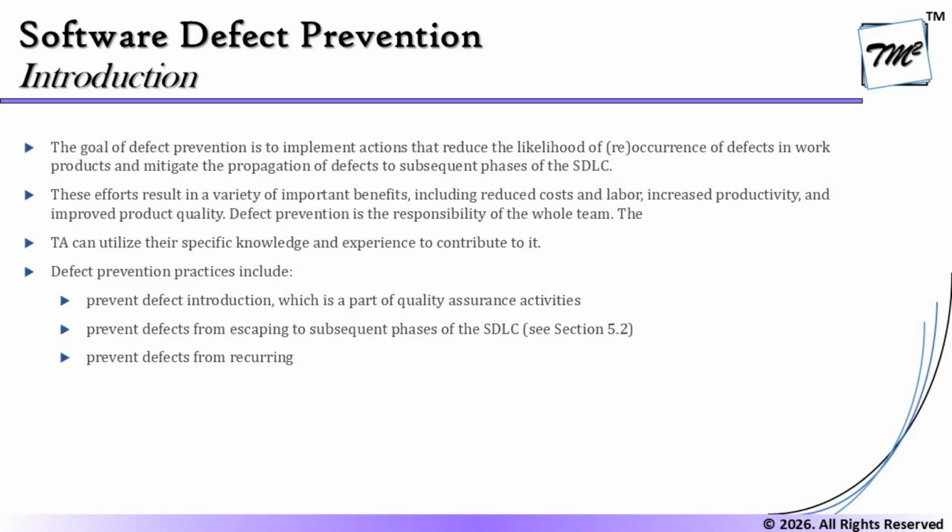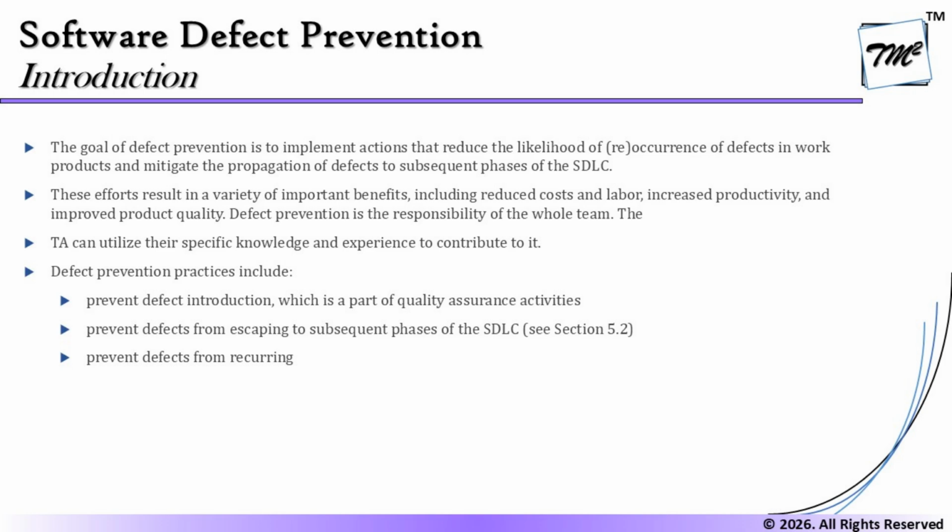And the very first thing we are talking about is a quick introduction to what this context is all about. First of all, the goal of defect prevention is to implement actions that reduce the likelihood or reoccurrence of the defect in work product and mitigate the propagation of defects to subsequent phases of the SDLC. These efforts result in a variety of important benefits, including reduced costs and labor, increased productivity, and improved product quality.